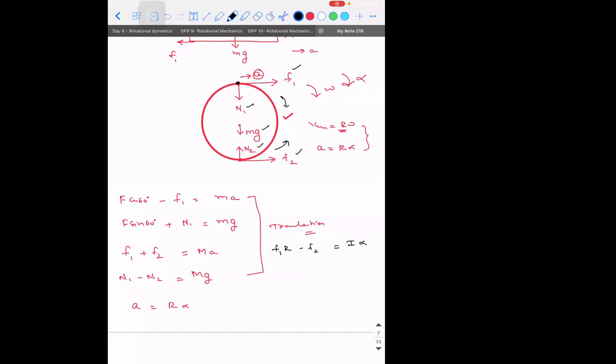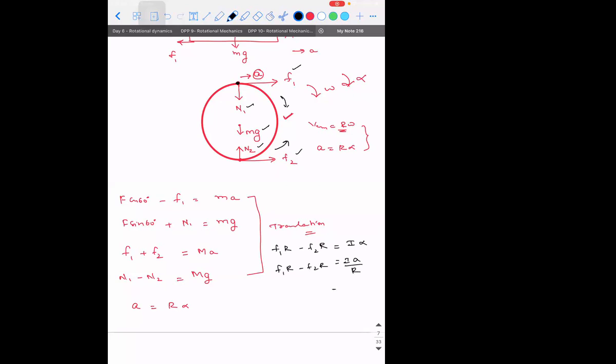Torque is equal to I alpha. That's what I applied. But what is the net torque acting? F1R is providing the clockwise rotation, F2R is providing the anti-clockwise rotation, equal to I into alpha. So alpha is equal to A divided by R. So I into A divided by R is F1R minus F2 into R.